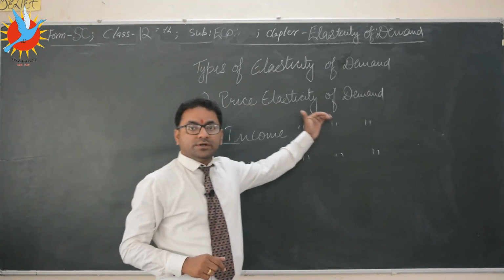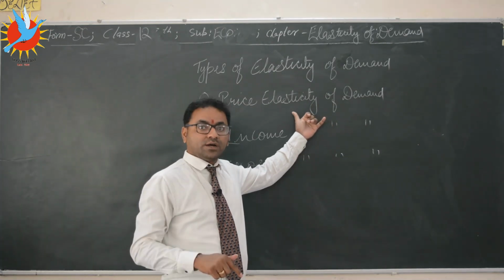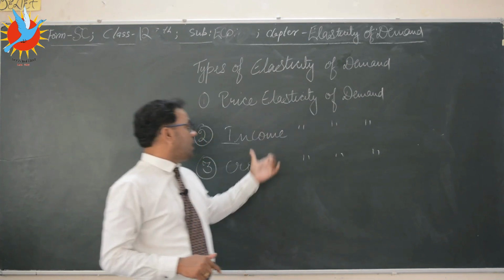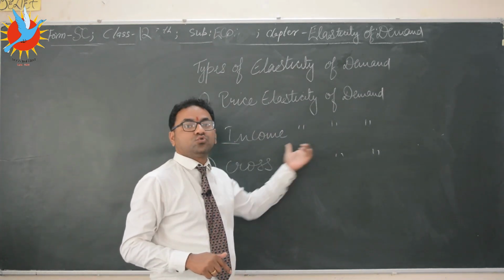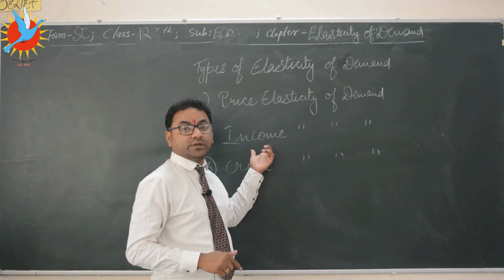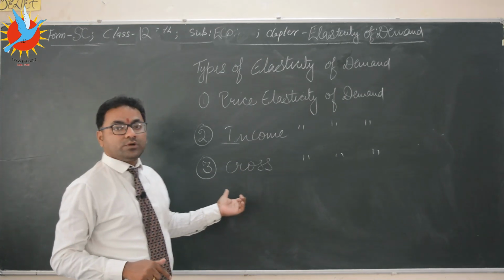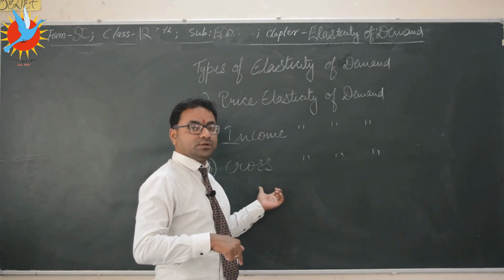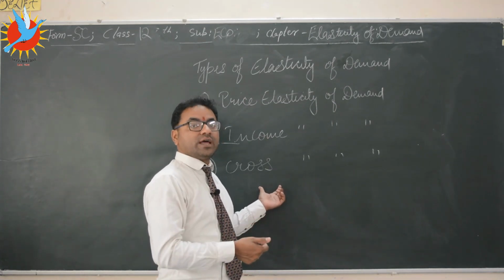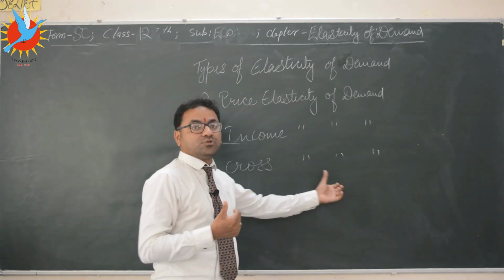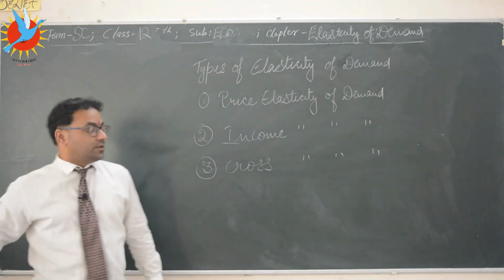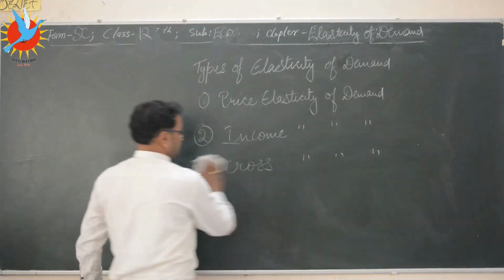How much is the change in demand due to change in price of that commodity is calculated through price elasticity of demand. How much change in demand is due to change in income is calculated through income elasticity of demand. And how much change in demand of one commodity is due to change in price of another commodity, like substitute and complementary goods, as we have studied in demand, will be measured through cross elasticity of demand. So first we will be studying about price elasticity of demand.